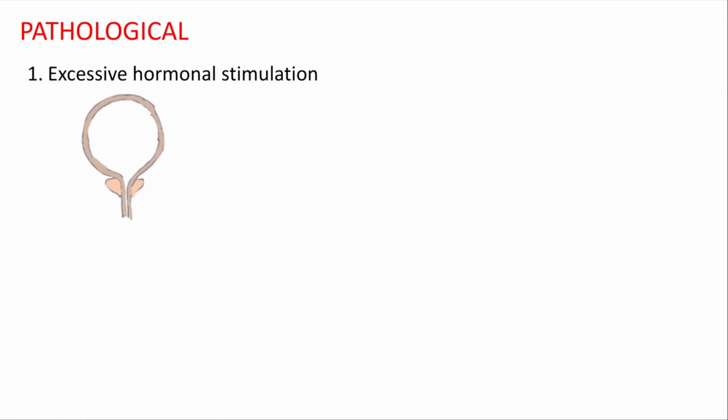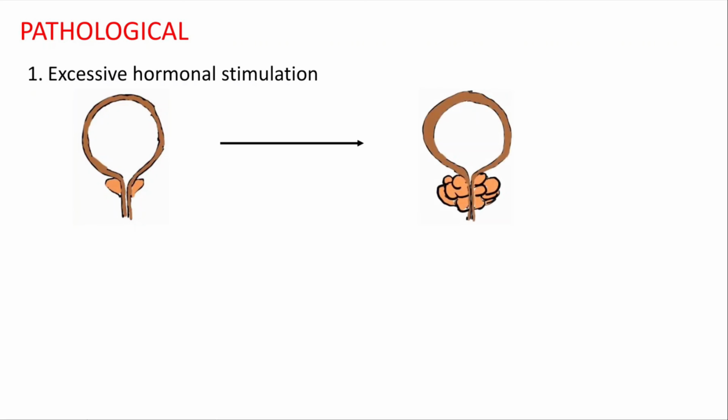Now coming to pathological hyperplasia. As already studied, pathological hyperplasia is basically of two types: hyperplasia caused because of excessive hormonal stimulation and hyperplasia caused because of chronic inflammation or irritation. Now, coming to hyperplasia caused because of excessive hormonal stimulation. The first example under this is hyperplasia of the prostate, which occurs in males due to exposure to excessive testosterone hormone, thereby resulting in benign prostatic hyperplasia.